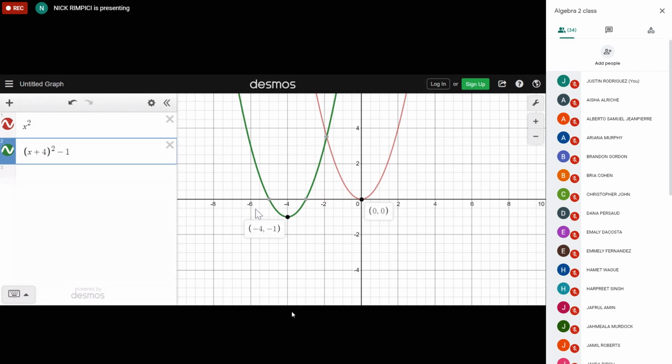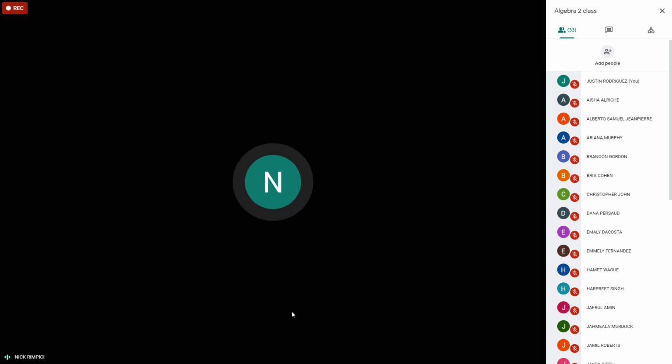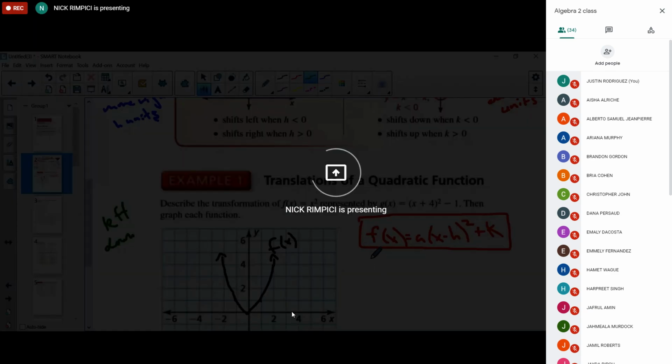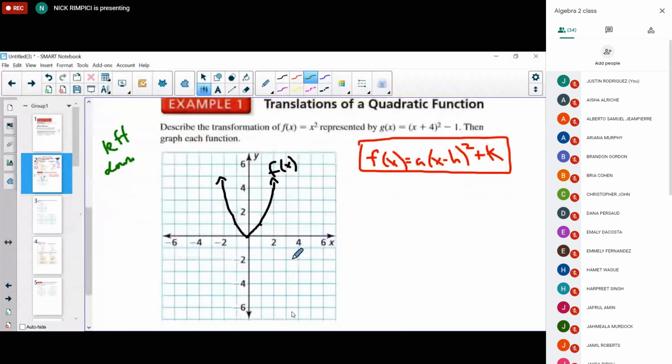All right, so I'm going to graph this: 4 units left, 1 unit down. I'm going to do the best I can with my graph. It's not so easy to get these to come out nice, but I'll do what I can. So I have to go 4 units left and 1 unit down. Here's my new vertex, and there's my new parabola. This coordinate is negative 4 comma negative 1.